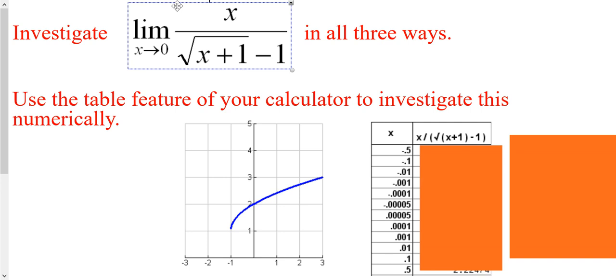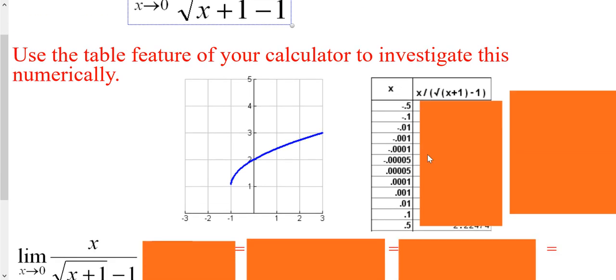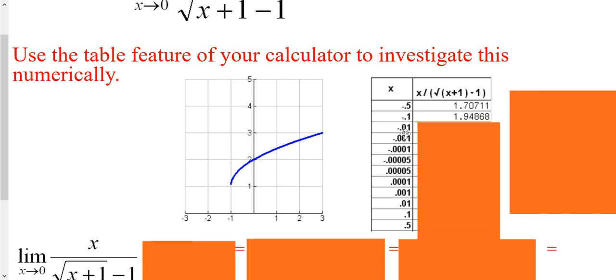Then you want to go ahead and go to the second graph, which is your table. Now you can start plugging in different numbers for x. You could type in -1/2, and then it would spit out this. You could type in -0.1, and you would get this. -0.01, and you would get this. And you could type in all these values of x.